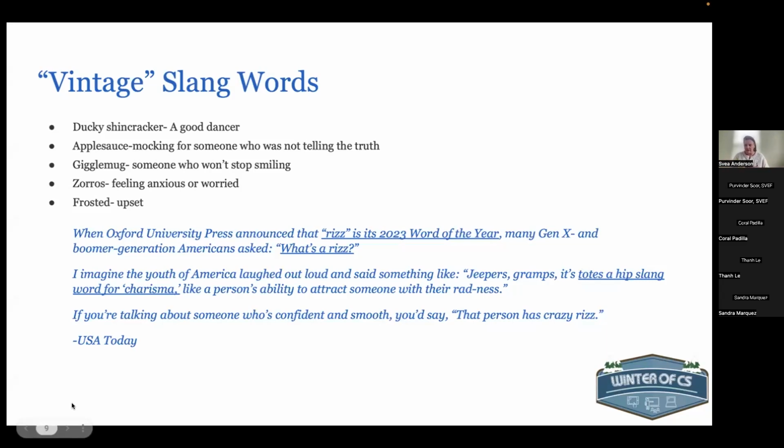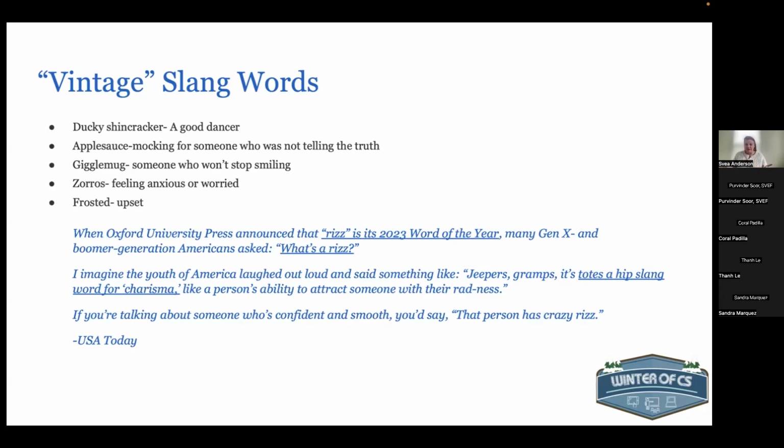But slang wasn't necessarily just something that was just created. Here's some vintage slang words. These are from the 1950s, right? I think that these are hilarious because if I was to use the word giggle mug in a sentence, it means somebody who won't stop smiling. Oh my goodness. Today in my presentation, I had Carolyn, who was such a giggle mug. Would anybody in the room really know what I was talking about if you didn't know that that was my 50s slang? So she wouldn't stop smiling. Okay. So vintage slang, this has been going on for a long time.